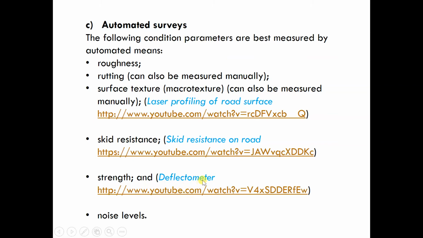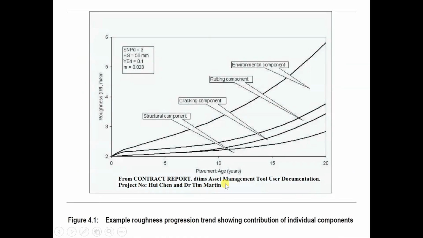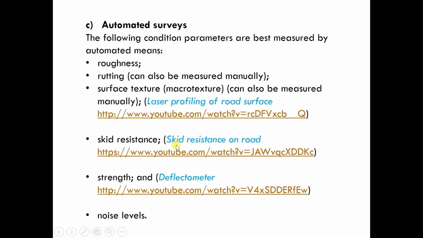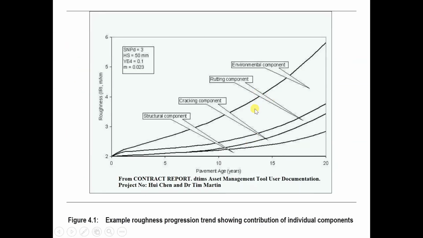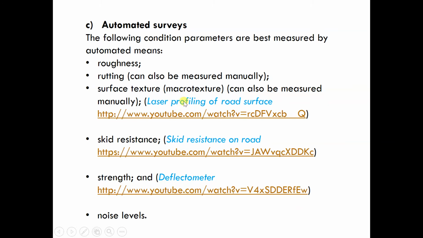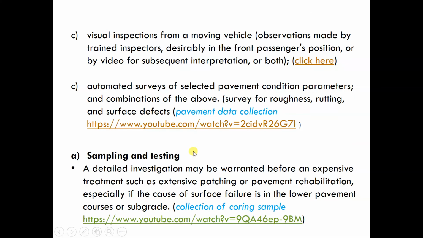They use a deflectometer to check the pavement strength of the road. And the cracking components, I think they can use the laser profilometer to check for any cracking on the road. Okay, and the rutting components, they also use a laser profilometer, which can detect rutting on the road.